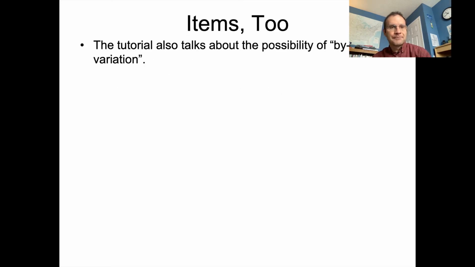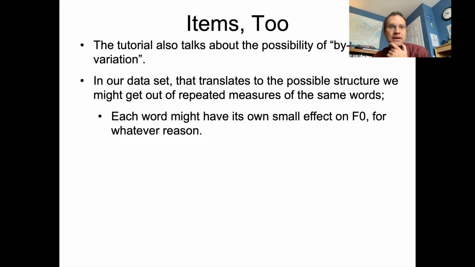This tutorial also talks about the possibility of by-item variation. In our data set, that would translate to the possible structure and variation we would get out of repeated measures of the same words. So each word might have its own small effect on F0 for whatever reason. Maybe it's due to frequency or something like that, or maybe it's due to some particular combination of segments in the word or whatever.